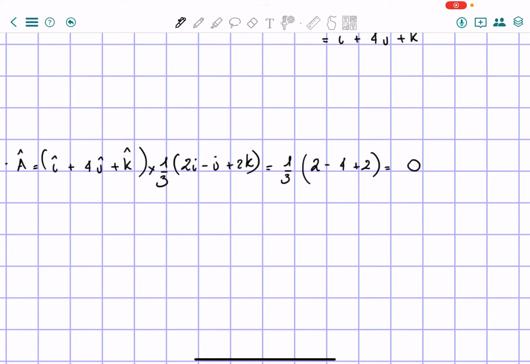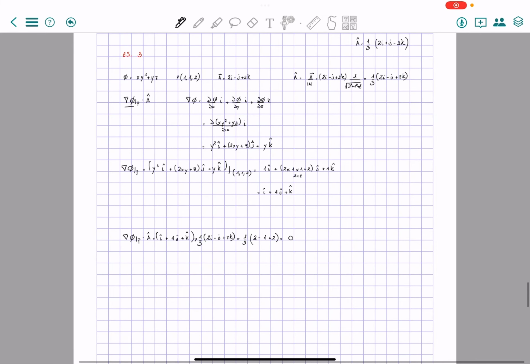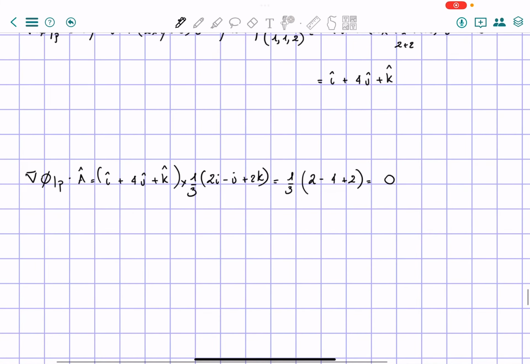Let me make sure this is correct. So it's problem number 3. Yes, our solution is correct. Our final answer will be 0.